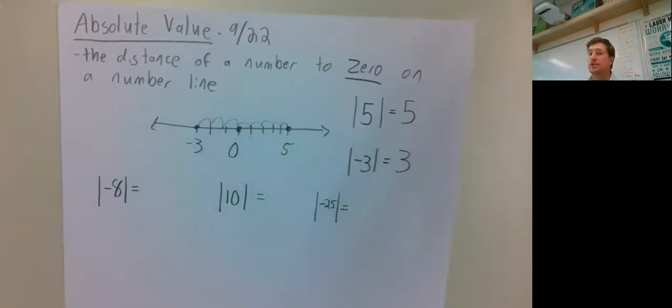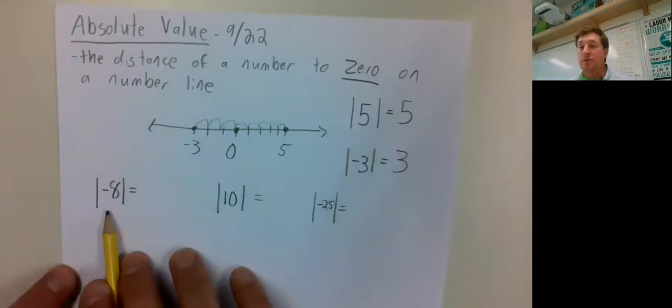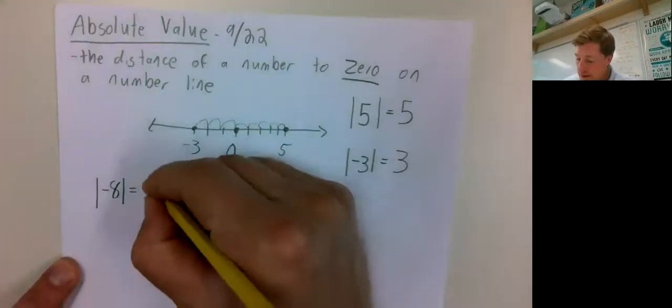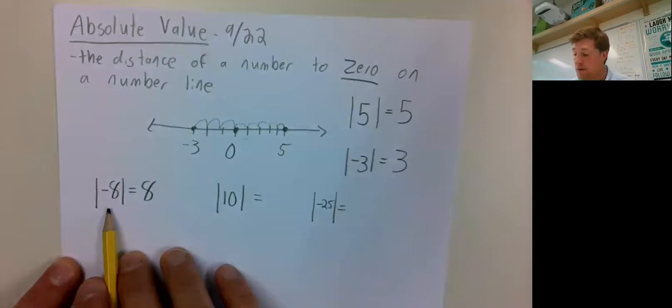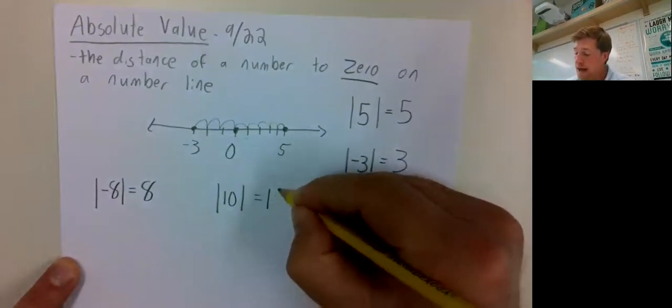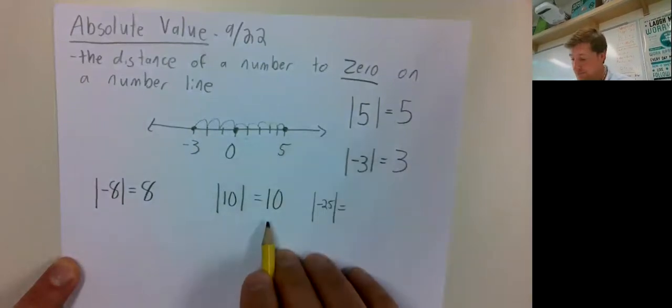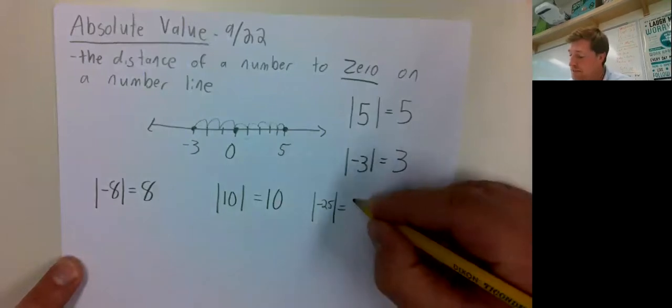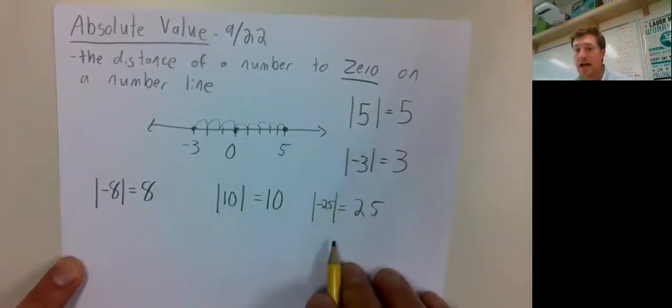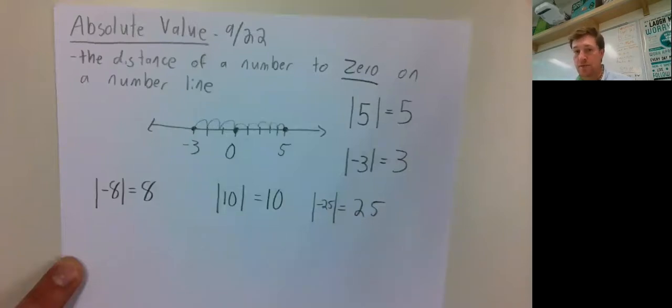Okay, hopefully you've had a chance to figure that out. The absolute value of -8 is 8, because there's 8 steps away from -8 to 0. The absolute value of 10 is 10. It's going to stay the same, stay positive. And the absolute value of -25 is +25. It's how many steps away 25 is from 0. So that is 25 steps.